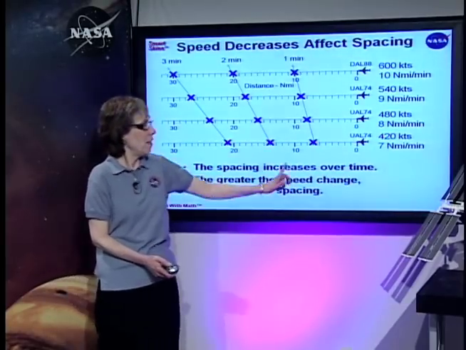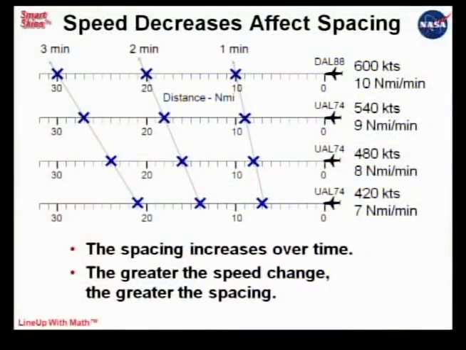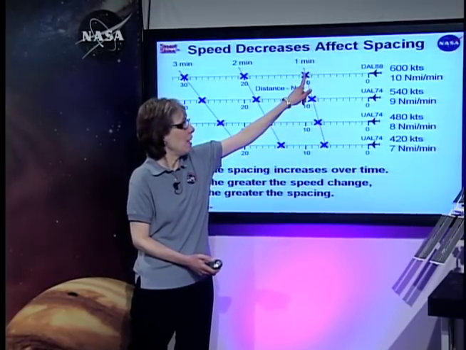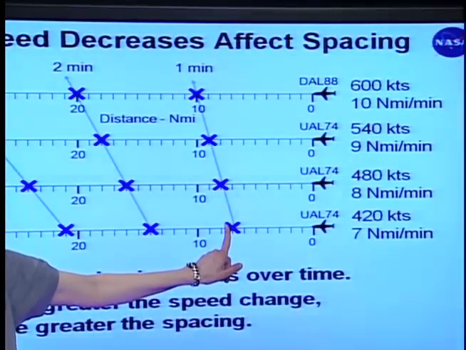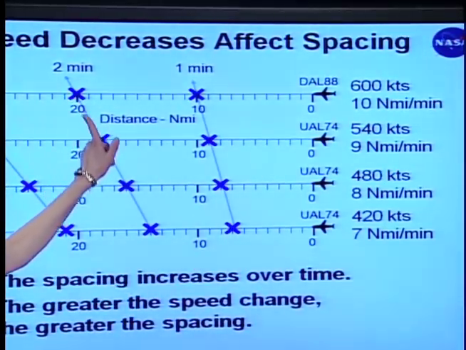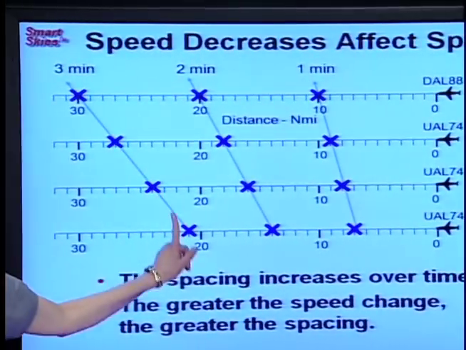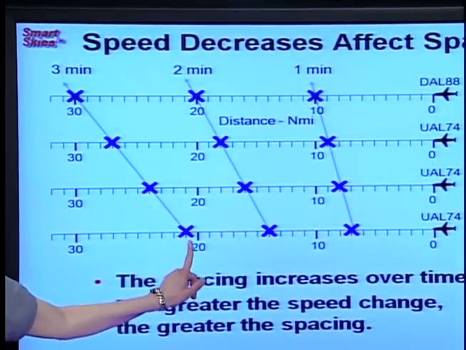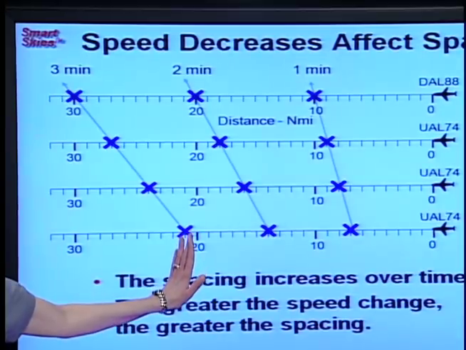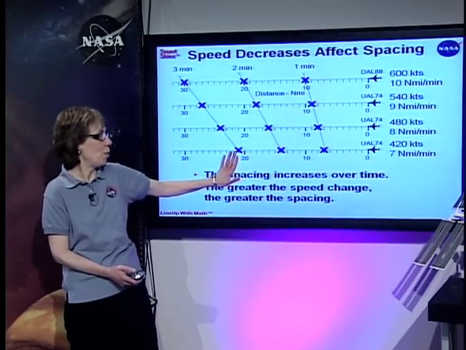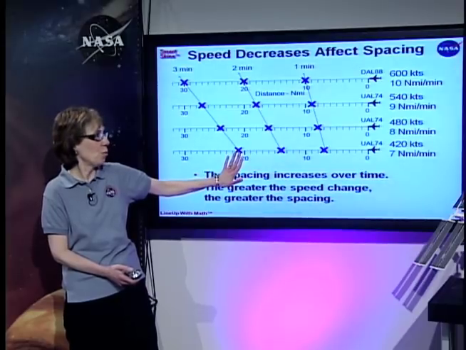Let's connect the x's minute by minute. And what do we see? Well, we see that after 1 minute, there's not much difference in spacing between the fastest plane and the slowest plane. But after 2 minutes, that distance has increased quite a bit. And after 3 minutes, it's pretty dramatic. So you can see that the greater the speed change, the greater the spacing. And you really see the power of the proportional reasoning.